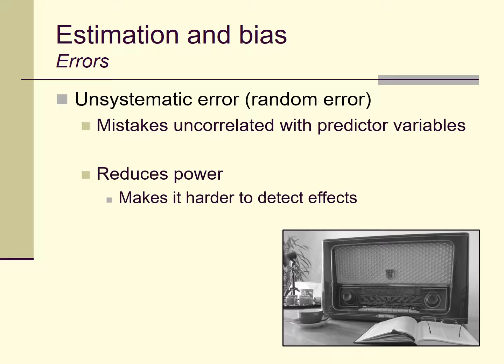The little black and white picture of the old-timey radio here is just meant as a reminder that we can sometimes think about testing hypotheses as a process of tuning into signal amidst noise, so that unsystematic or random error we can think of as like the static on the radio that we hear as we're dialing back and forth trying to tune in on the signal or the effect that we're interested in. So again, one type of error is unsystematic or random error.